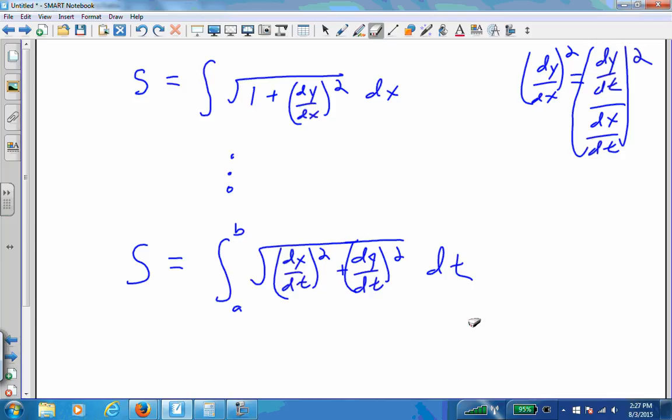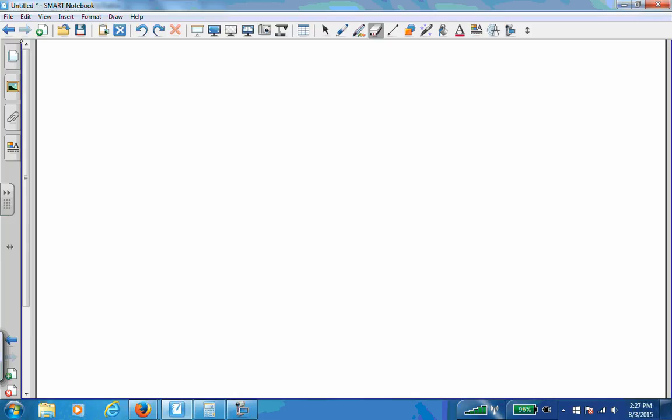So let's see. Let's do this one. X equals 6t squared. Y equals 2t cubed. Section 10.3 still. And let's look from t equals 1 to t equals 4.